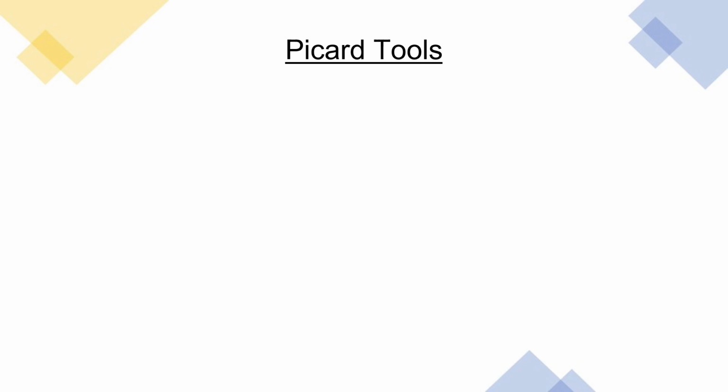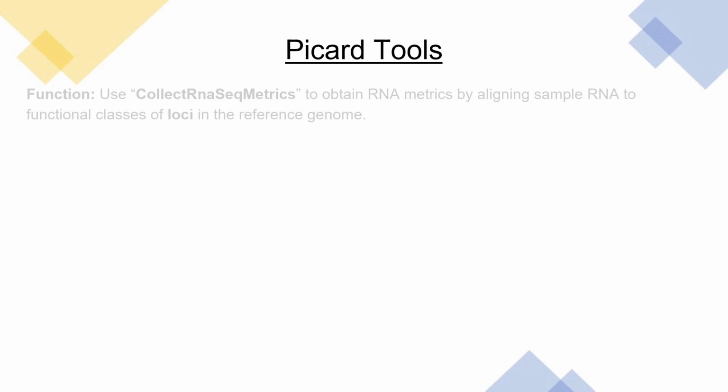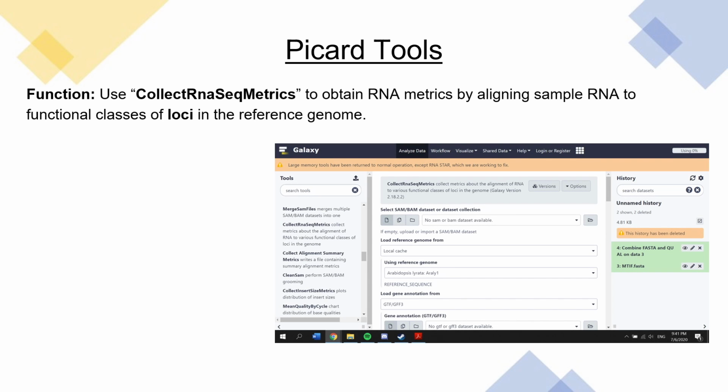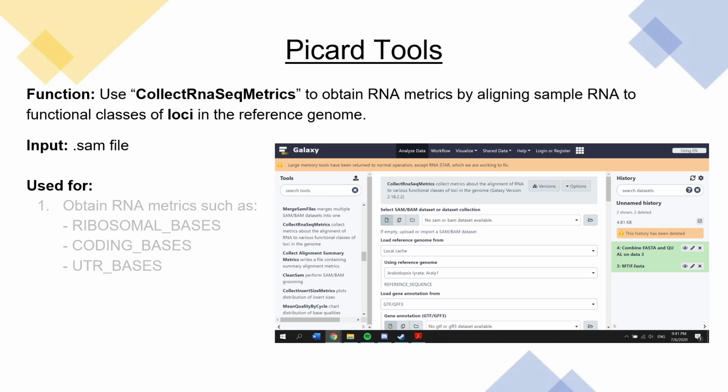And now for the Picard tools. We are using one of the functions under Picard tools called CollectRnaSeqMetrics to obtain our RNA metrics by aligning sample RNA to functional classes of loci in the reference genome. To use these Picard tools, you need prior coding knowledge, but we've actually found a website called Galaxy, which has an optimized UI to be used by anyone without any coding knowledge. The input file is a SAM file, and this tool is used to, firstly, obtain RNA metrics such as ribosomal bases, coding bases, untranslated region bases, and so on and so forth.